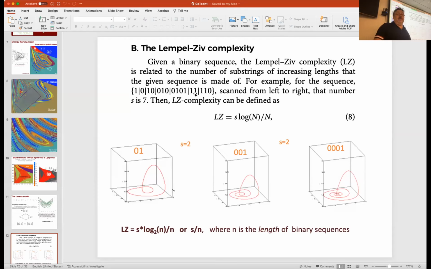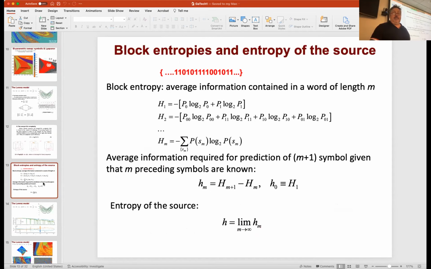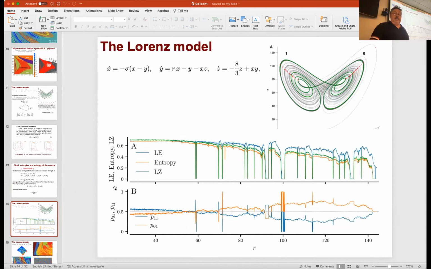And this sentence is made of 8 words. You can divide by the length of the sequence, and it's going to get you the Shannon entropy or block entropy. Okay, so I'm skipping this part, just block entropy, how we define it. My point was that you can use block entropy, you can use Lempel-Ziv complexity. This is just a one-parameter sweep of the Lorenz model. You change the parameters.